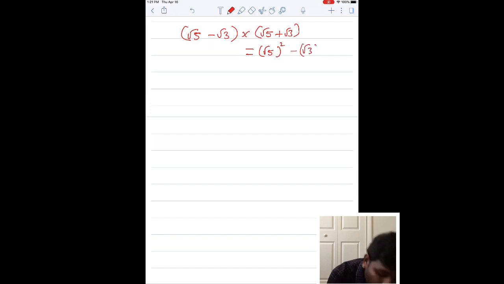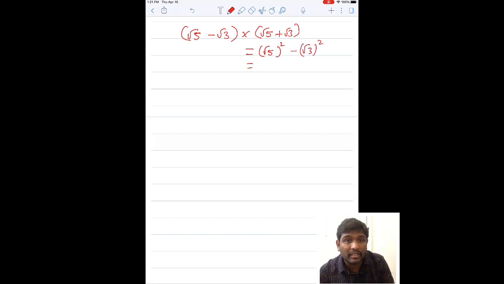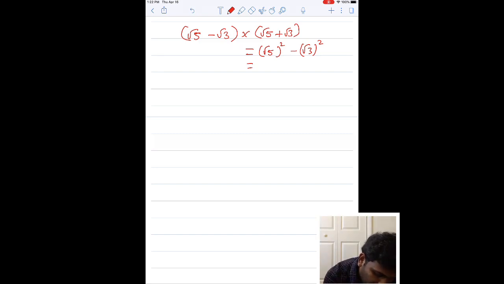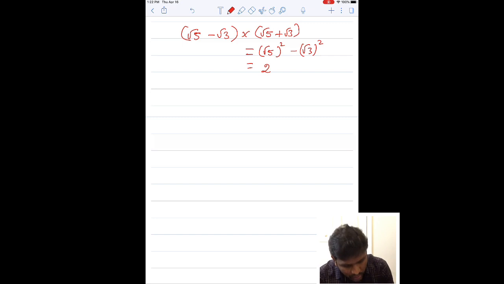This is because the identity (a plus b)(a minus b) equals a square minus b square is used. You will get 2. 2 is your rational number. So in order to make any binomial quadratic surd a rational number, we need to multiply with its conjugate.